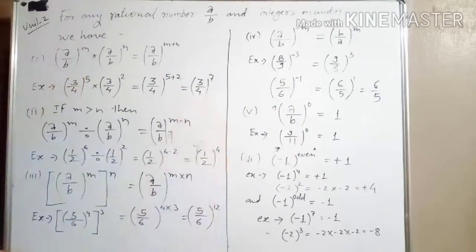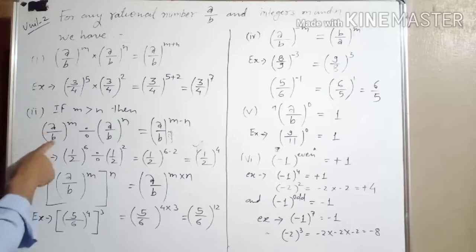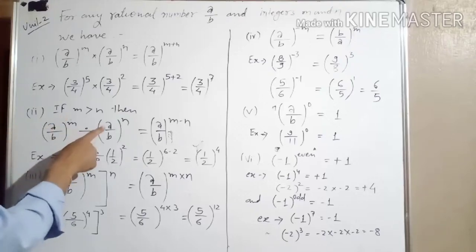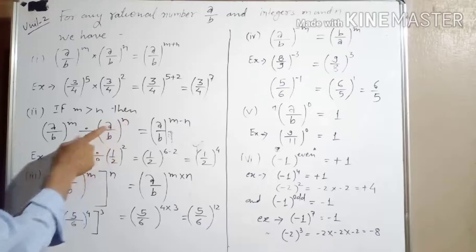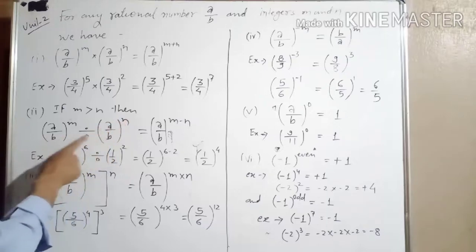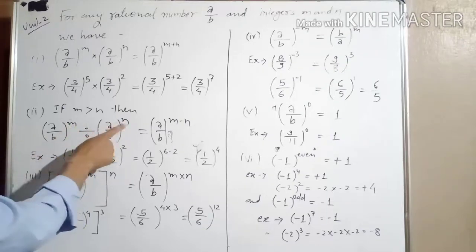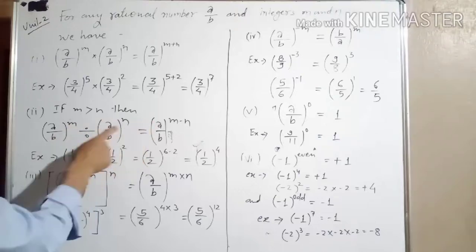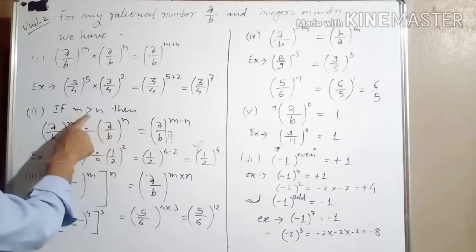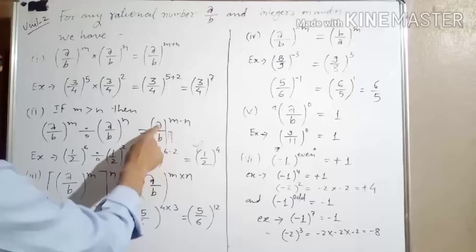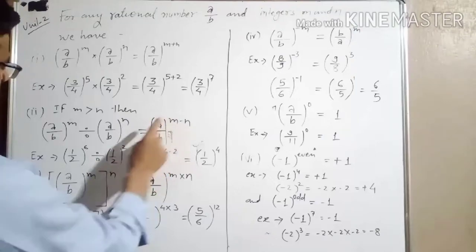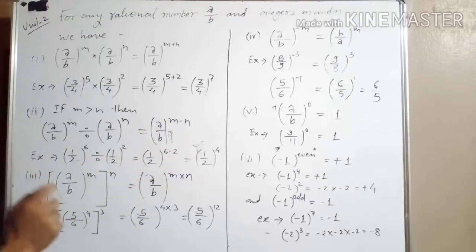Now, second rule: (a/b)^m division sign (a/b)^n. There is a division sign and bases are same, so the power will be subtracted. Here we are subtracting this power from this, where m is greater than n. Keep remember: (a/b)^(m-n).